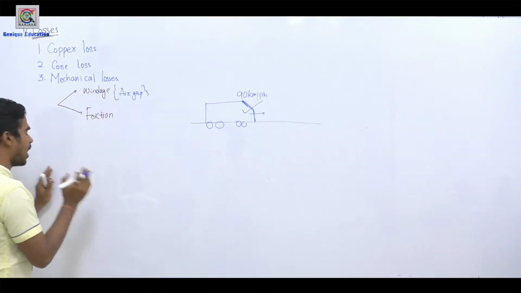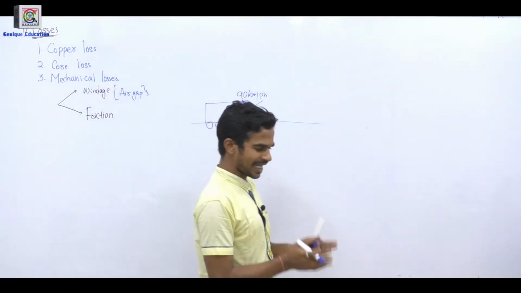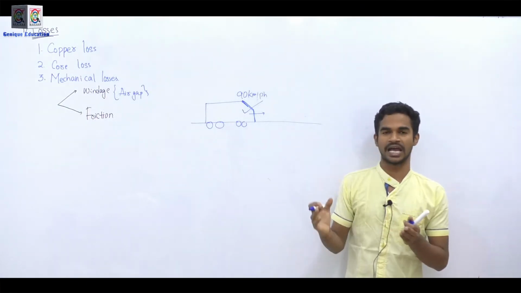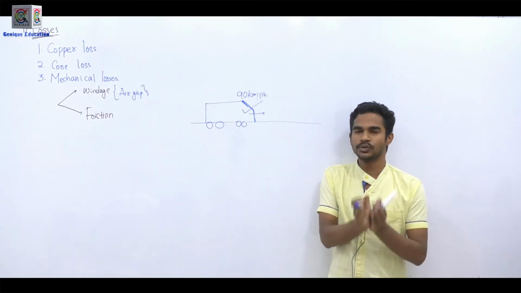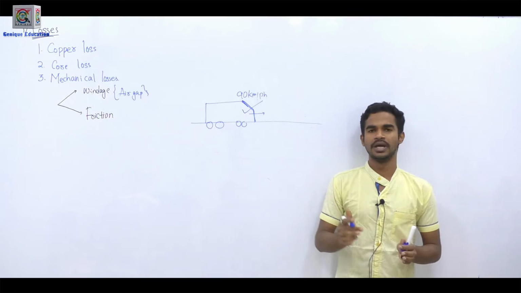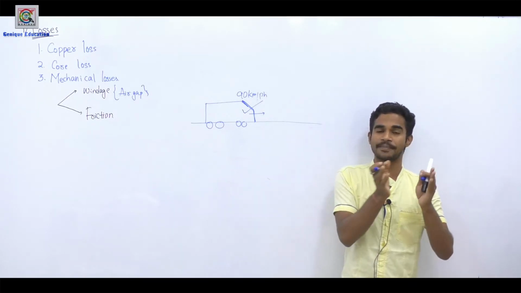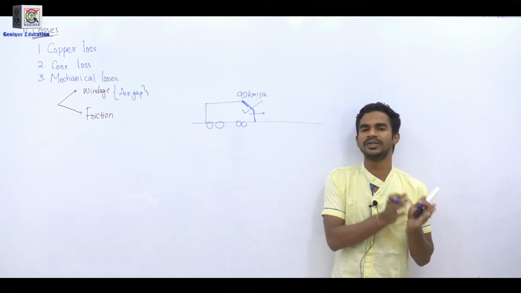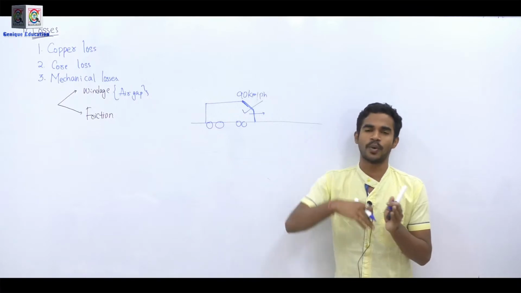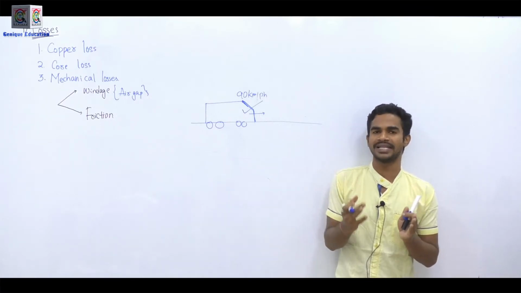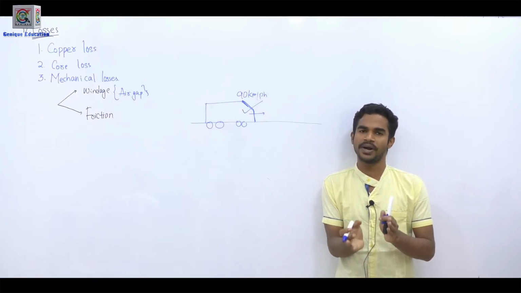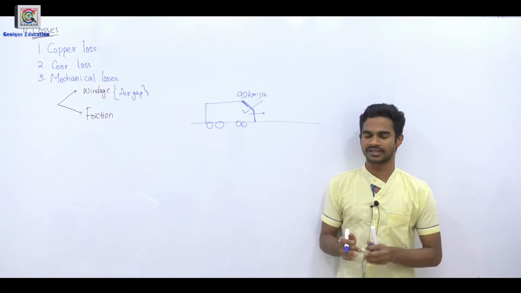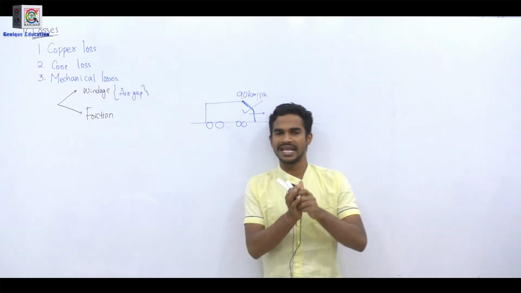Now come to the induction motor. In the induction motor, the rotor is rotating in the air gap. And you know, windage loss is due to the air present in between the stator and rotor. The air present in between the stator and rotor opposes while running. It is the opposition offered by the air present in between the stator and rotor. That is called your windage loss.